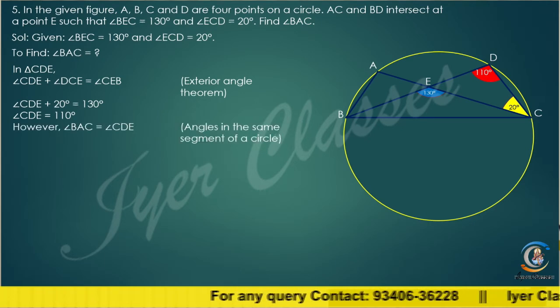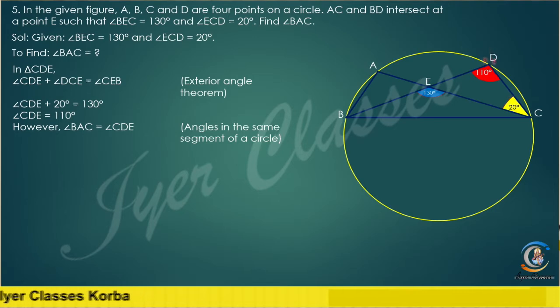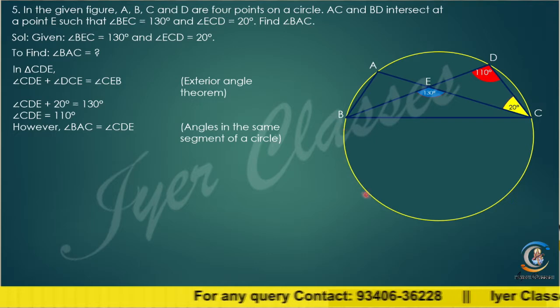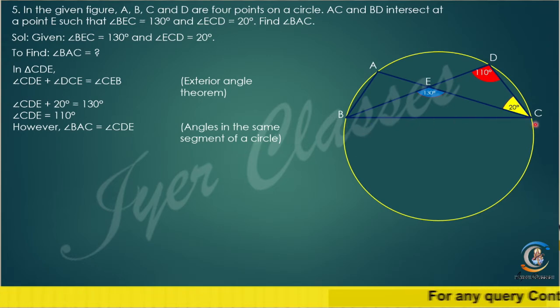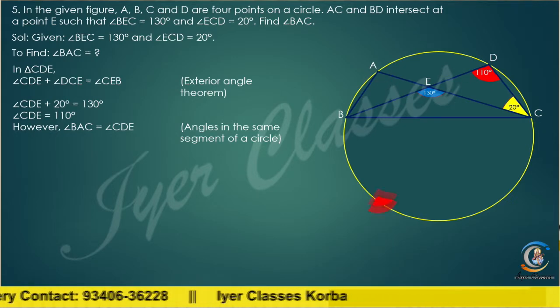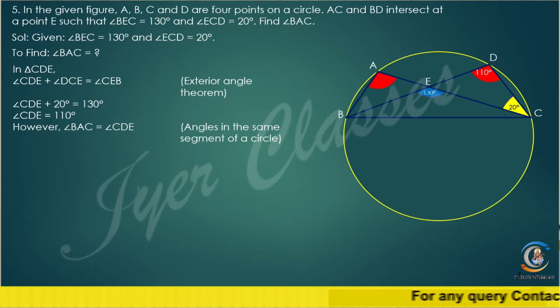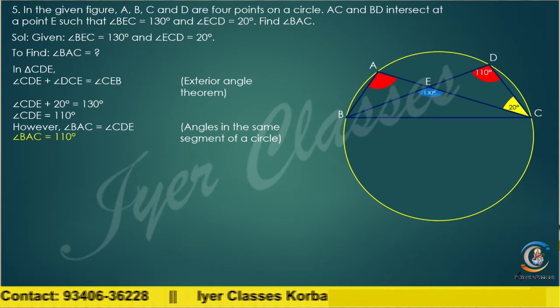The angle BAC and the angle CDE, which is also equal to CDB, both are formed on the same arc, that is BC. So if you draw this chord BC, the angle subtended by the same segment will be equal. So this angle BAC and CDE both are equal. If angle CDE is equal to 110, angle A also should be equal to 110. So we are done with it.